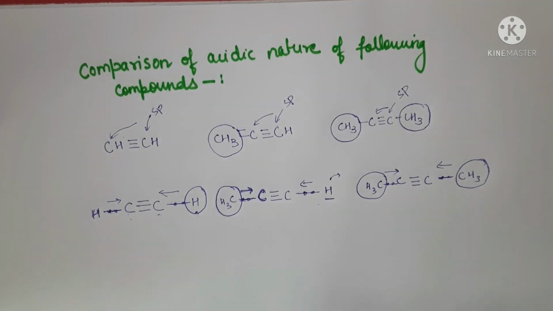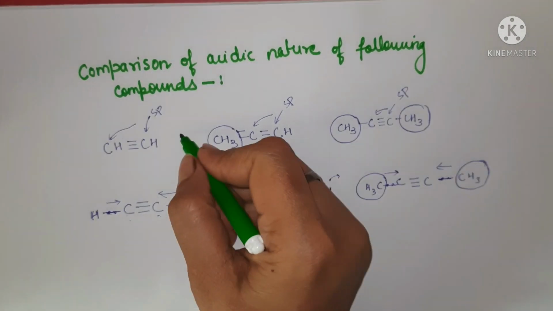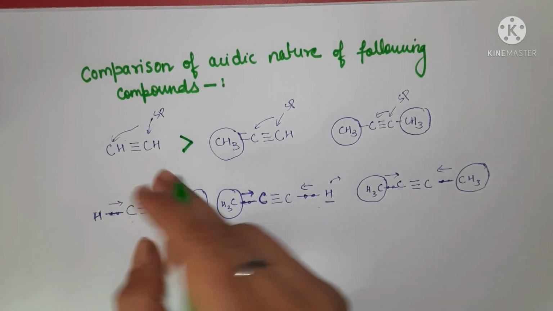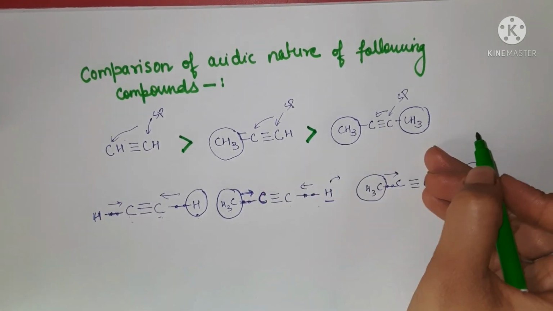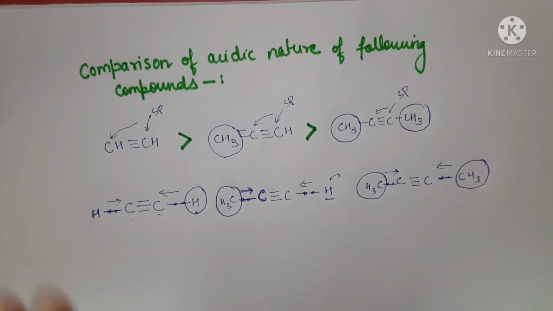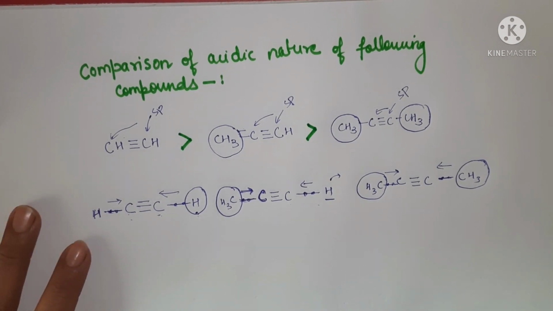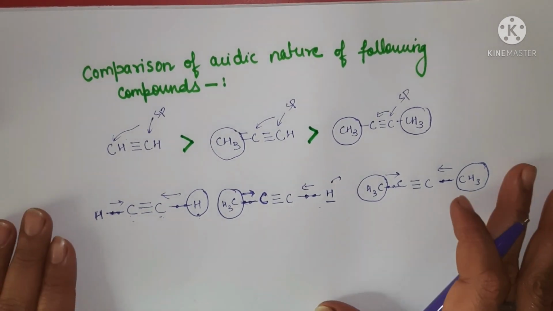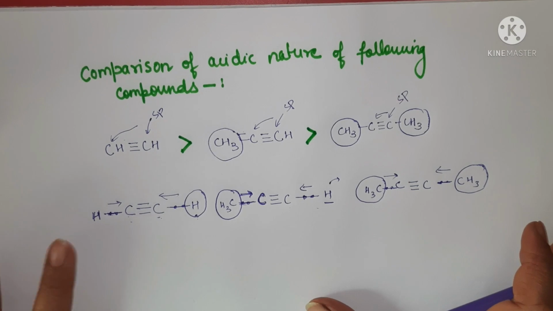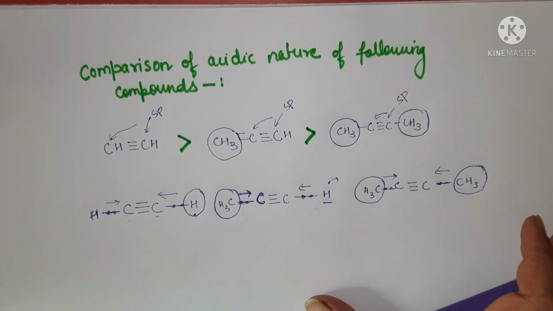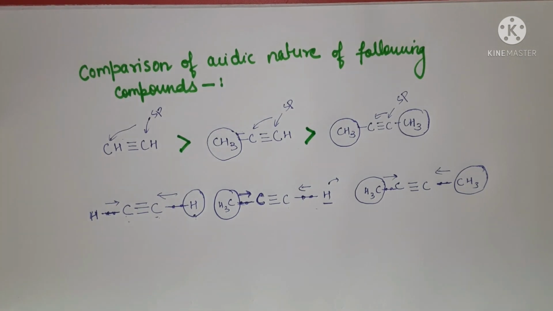So the order will be: this proton is much more acidic in nature as compared to this, and this is the least one. This question is given in your NCERT and the explanation is also given there. So do read NCERT. I always say that NCERT is a very good book and you need to read it line by line. So this is all about my today's topic. Thank you so much.